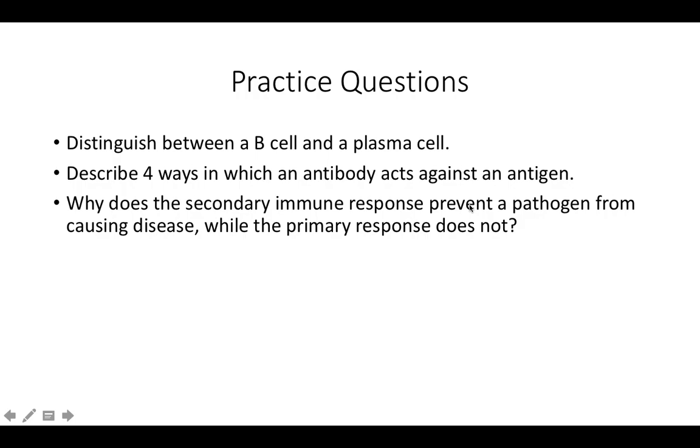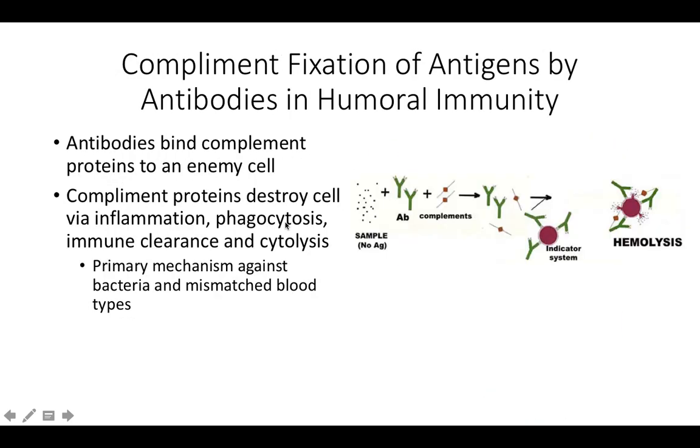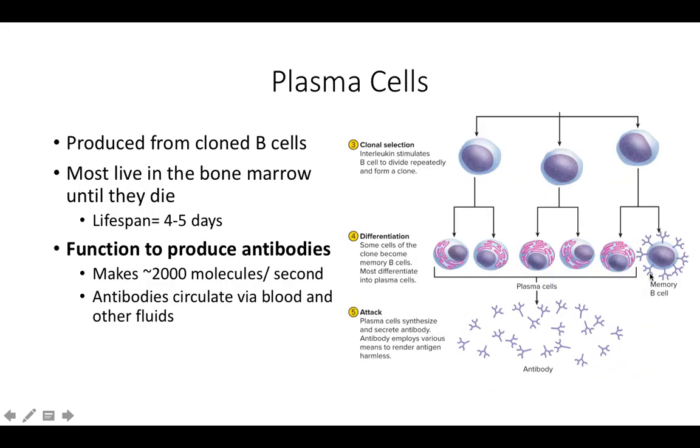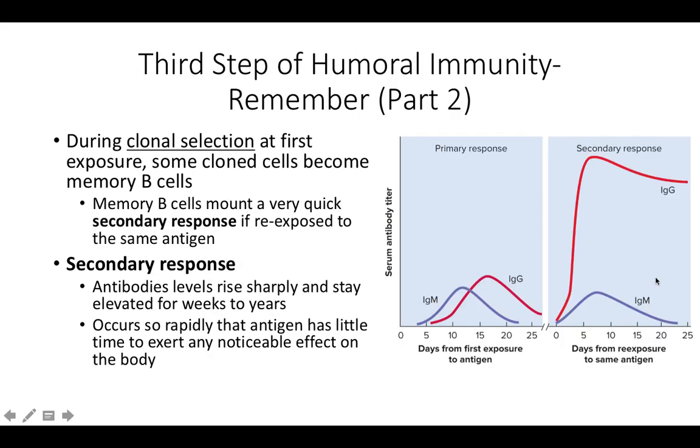And then why does the secondary immune response prevent a pathogen from causing disease while the primary response does not? Right? So during this primary response, we get cloning. What are the results of this cloning process? We have plasma cells, but we also have these memory cells. So talk about their role and why we get this curve during the first response and then this curve during the second response.